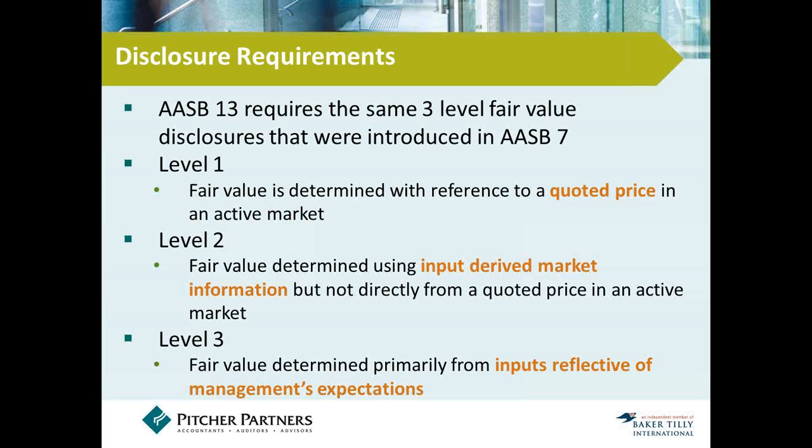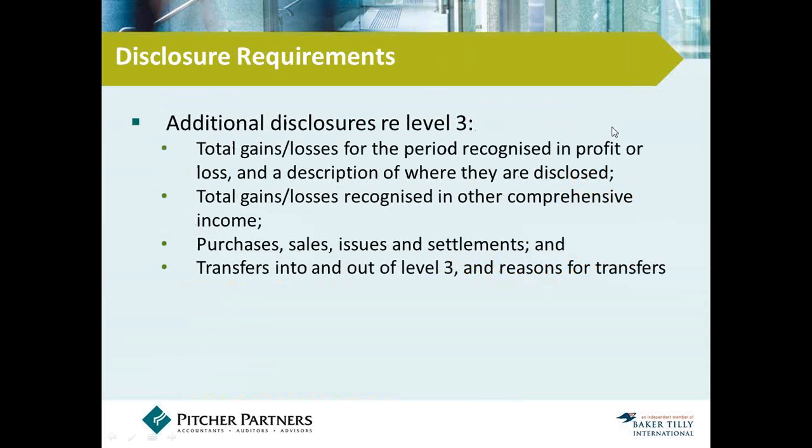So level 1, very reliable. You can see it on a quoted market. Level 2, less reliable because we're just looking at comparable assets and liabilities. Level 3, now we're down to there is no market information, etc. Management is applying their judgment, basing it on certain assumptions and expectations. Therefore, there are additional disclosure requirements if you have used level 3 to determine fair value.